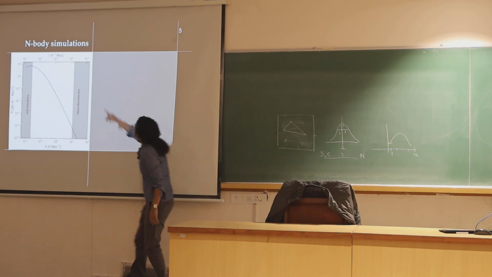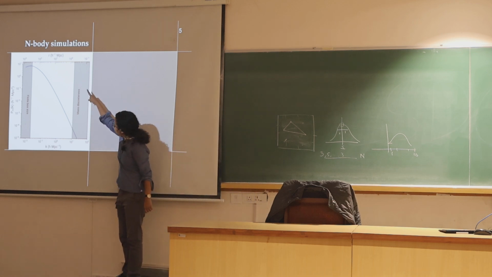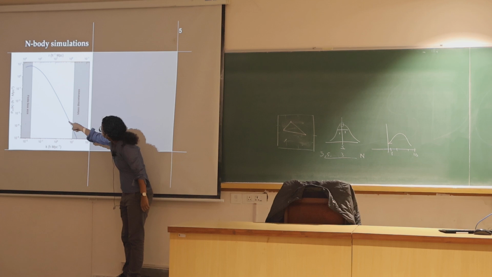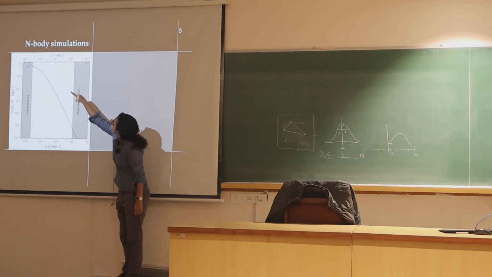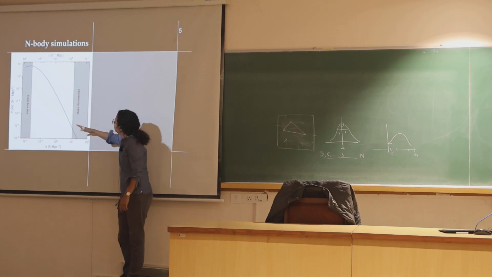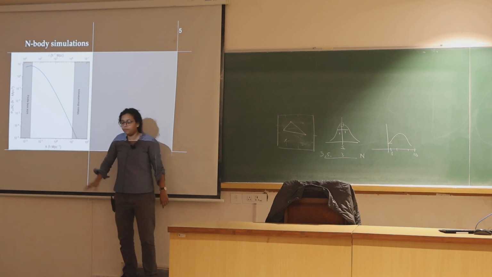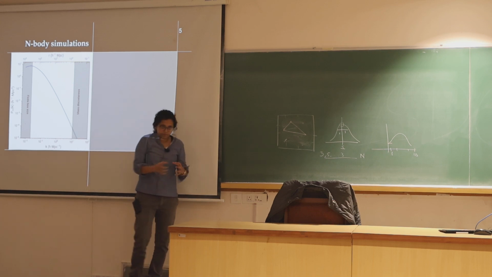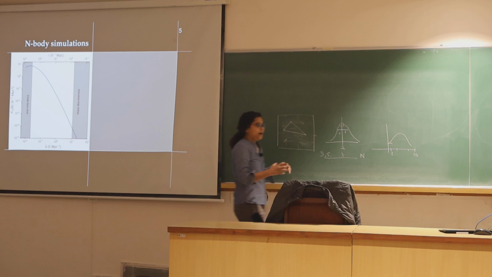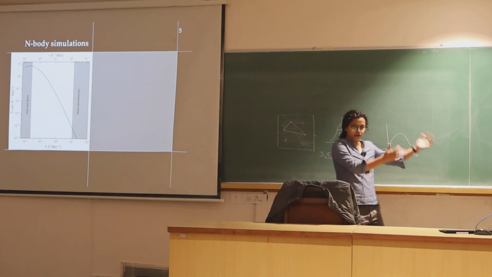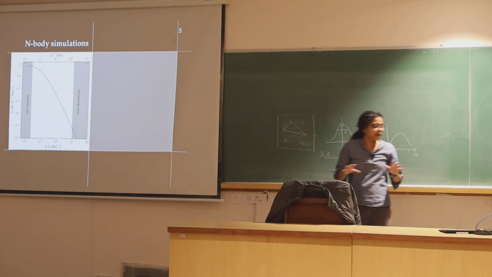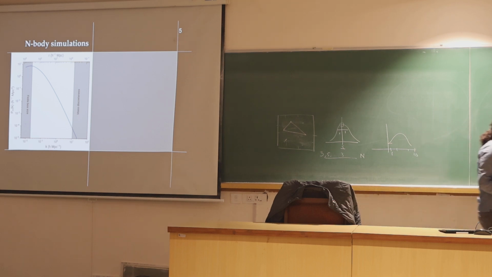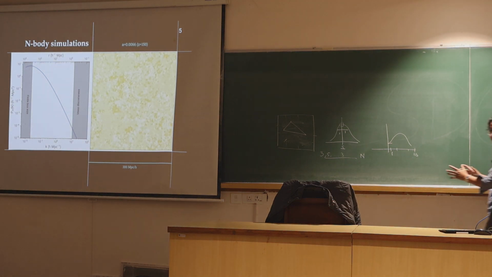Meaning what? Let's say this is 10 raised to 0, which is 1 megaparsec, and this is 10 raised to 10 megaparsec. For this particular power spectrum, the strength of clustering at 10 megaparsec is more than at 1 megaparsec. That's what the power spectrum says. We need this information to distribute the particles. So we take these two pieces of information and distribute the particles, right?